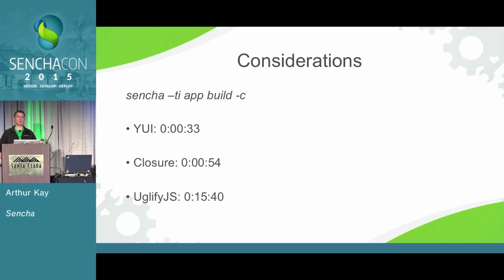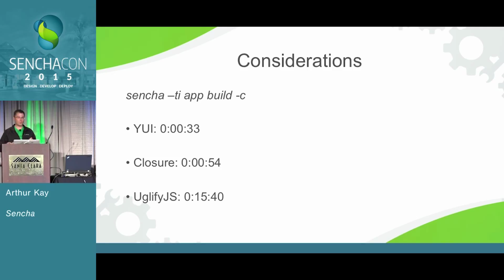Google Closure took about twice as long to run. That's, at about a minute, maybe that's acceptable. It's not ideal, but for additional compression, maybe that's worth it. UglifyJS takes about 31 times longer to run. And that's because we have to throw it through Rhino, because it's written in JavaScript.